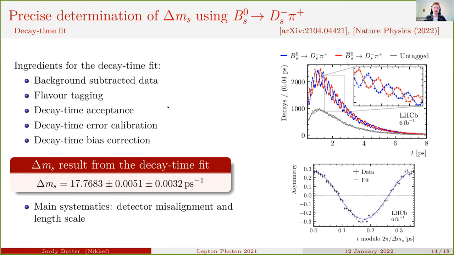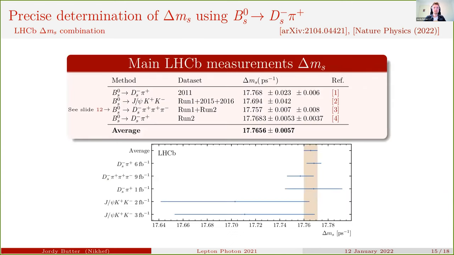Other ingredients of this decay time fit are knowledge about the initial flavor of the Bs, whether it was a Bs or a Bs bar. We have to model the decay time acceptance, the decay time error has to be calibrated, and then a decay time bias because of VELO misalignment has to be corrected for. All in all, this resulted in the following delta ms measurement, which is by far the most precise measurement of delta ms so far. The main systematics here are the detector misalignments in the VELO modules and the knowledge of the length scale. Then the delta ms measurement is combined with other measurements from Bs to Ds pi 2011 and Bs to J/psi KK, which I've just mentioned, to arrive at the LHCb legacy measurement of this value for the current LHCb detector.